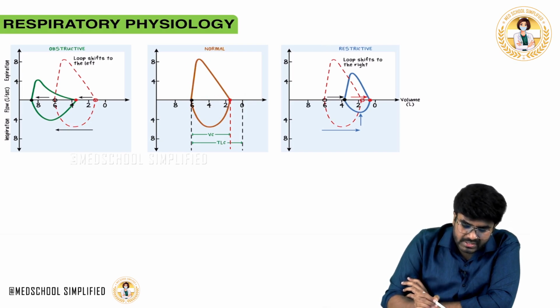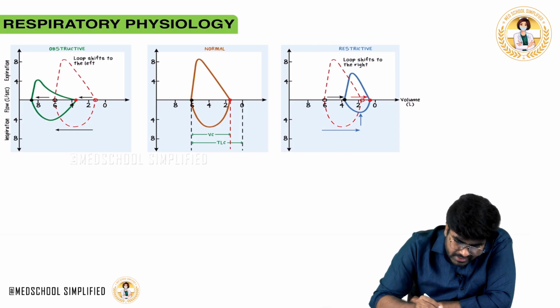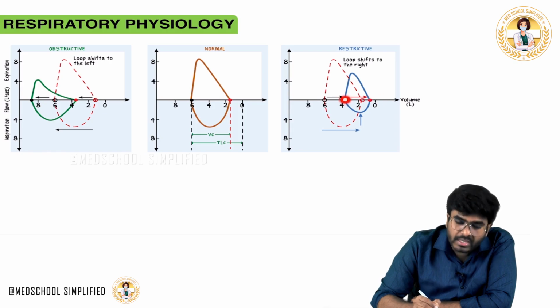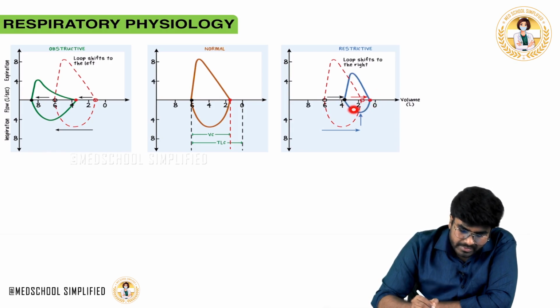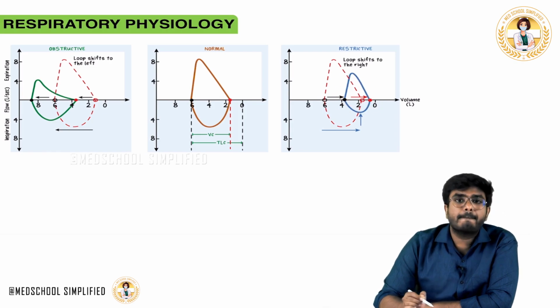In restrictive lung diseases, see what is happening. In restrictive lung diseases, the loop shifts to the right. Residual volume decreases, and even the total lung capacity decreases. The entire graph becomes smaller. Smaller lungs, smaller volumes, smaller capacities.